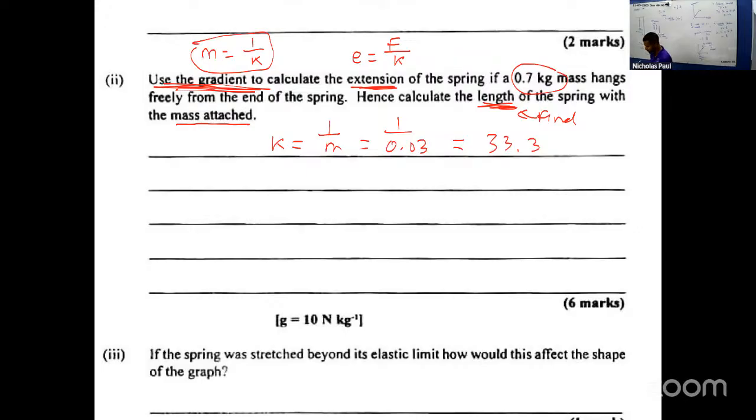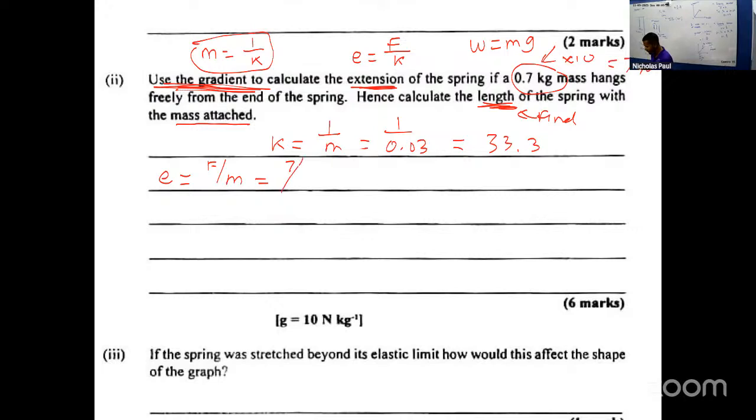What's the next step? The next step is to find e. e is F over k. So next question: is that 0.7 the force? That's a mass. How do we convert a mass into a force? Multiply by gravity. We have to remember weight is mass times gravity. So when I multiply 0.7 by 10, I get 7. So the force is 7 newtons.